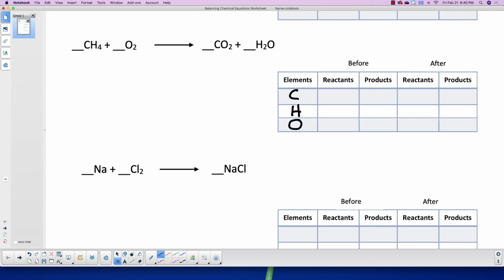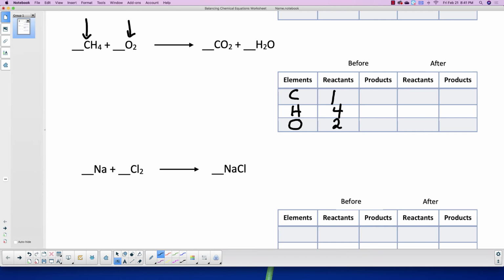So let's count up the numbers now. On the reactant side, I see we have 1 carbon because we do not have a coefficient written, so we have to assume that that's 1, and the subscript is 1. And so always keep that in mind, okay? Don't let that confuse you. I'm going to get rid of those numbers. Alrighty, so I'm going to write down that we have 1 carbon, we have 4 hydrogens, and we have 2 oxygens.